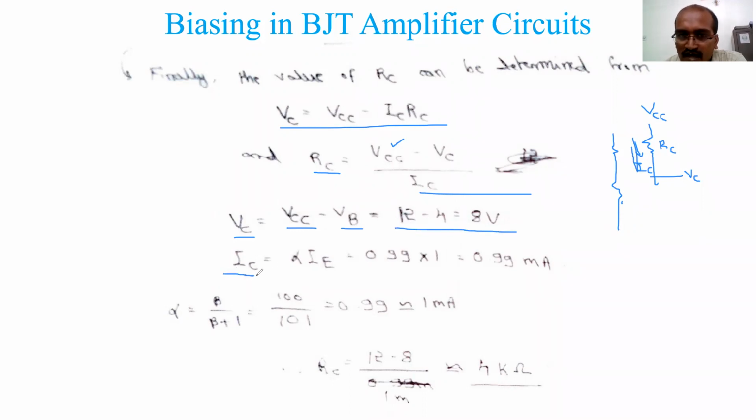So the IC value is alpha times IE. How do you calculate IC? Alpha times IE is the equation. How do you calculate alpha? From beta. Beta by beta plus 1, which is nothing but 100 by 101. Beta value is known, so from that, alpha is 0.99. 0.99 is approximately 1, so 1 into 1 becomes 1 milliamp. I have written 0.99 here, taking the exact value. You can write 1 milliamp also, it is not going to make much difference. So IC is 1 milliamp, and that's why IC and IE are approximately equal.